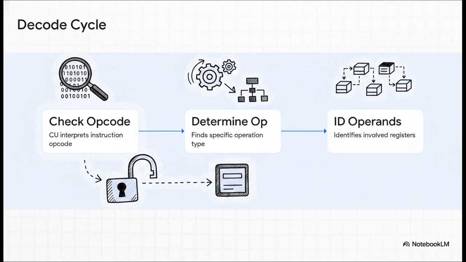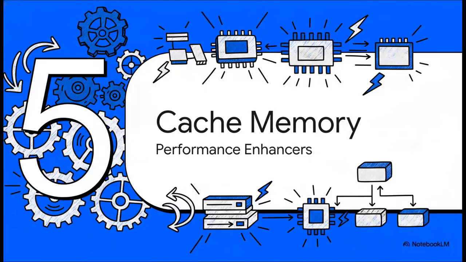Now, obviously, doing this at lightning speeds can cause a few hiccups, what we call data or control hazards. But modern processors are smart. They cleverly manage these traffic jams using techniques like pipeline stalling, operand forwarding, and branch prediction. And finally, Part 5, Cache Memory Levels. These are your CPU's built-in performance enhancers.